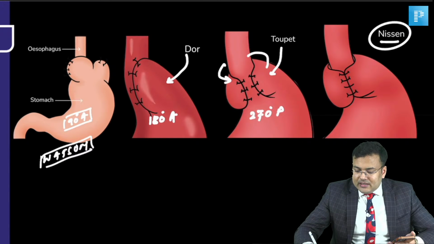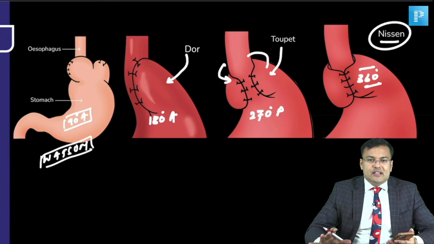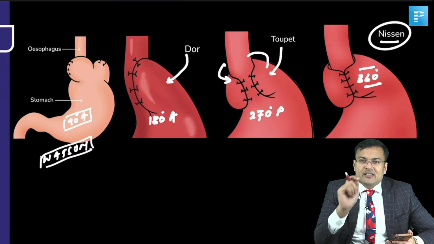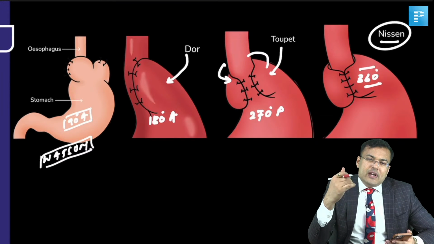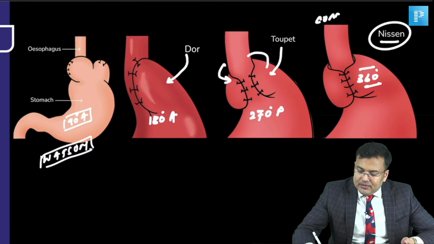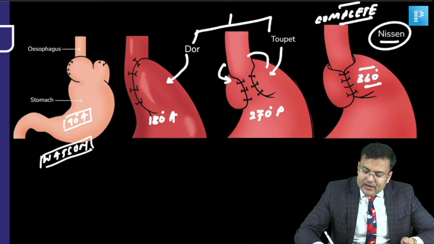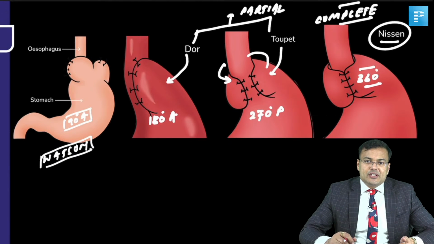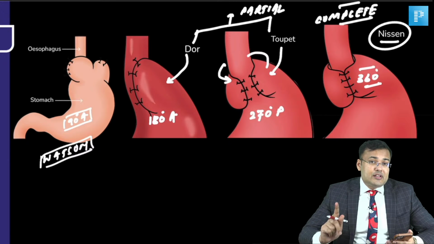The most commonly performed fundoplication worldwide is Nissen's, and how much is Nissen's? 360 degree. Can you tell me Dor and Toupet, what kind of fundoplication are these? Nissen's is complete fundoplication, and Dor and Toupet are partial fundoplication. Clear? So these are the image based questions in relation to fundoplication.